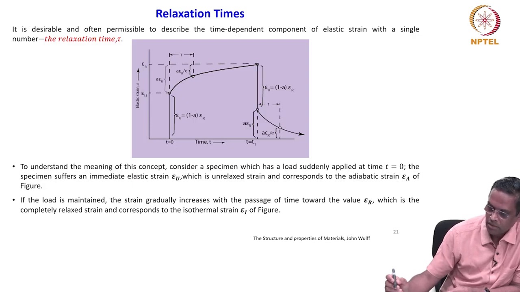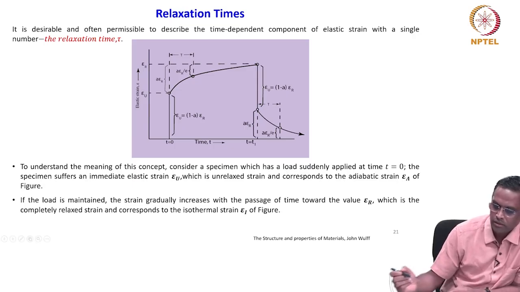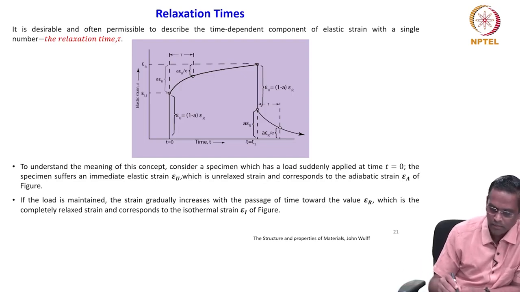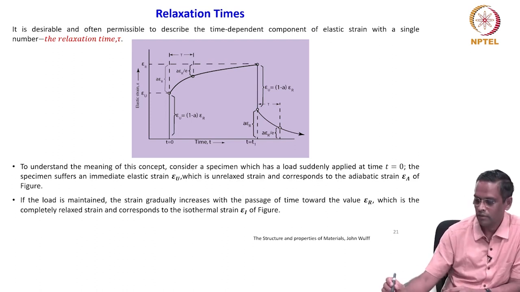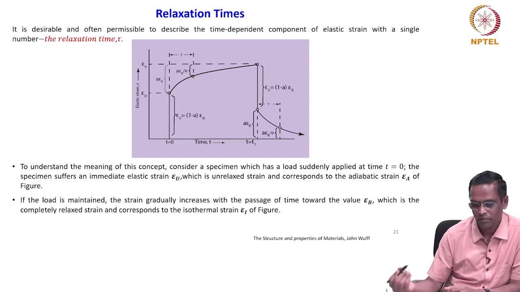Actually, I think the adiabatic strain epsilon A is also equal to epsilon U, you can use either one, epsilon U or epsilon A is fine. There is some inconsistency here. The immediate elastic strain epsilon U is also equivalent to epsilon A of the original figure from the introduction, which we used to explain the concept of isothermal loading and adiabatic loading. There we used epsilon A, so that is why it is brought here. It is equivalent to epsilon U, so you do not have to get confused with that.